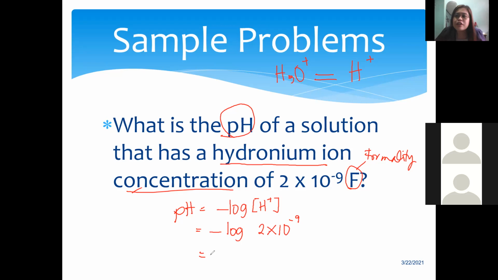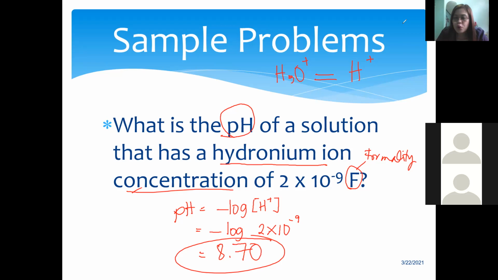So anong gagawin nyo sa calculators nyo? You just input negative, and then please pakipindot ng log. You can see log in your calculators, and then 2 exponent negative 9. The answer here, if 2 decimal places, we'll just round it off. It's 8.70. Okay, tama yan siya, Marie. So, nag-round off lang ako, kaya siya naging 8.70.